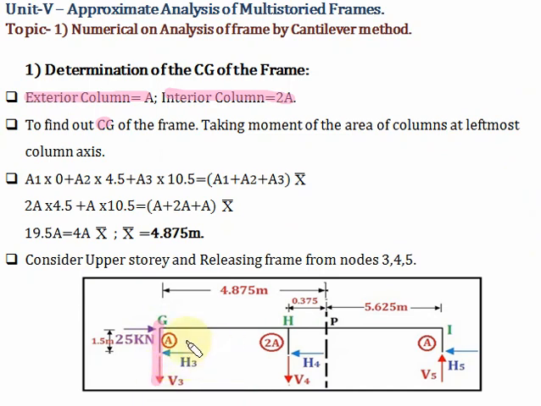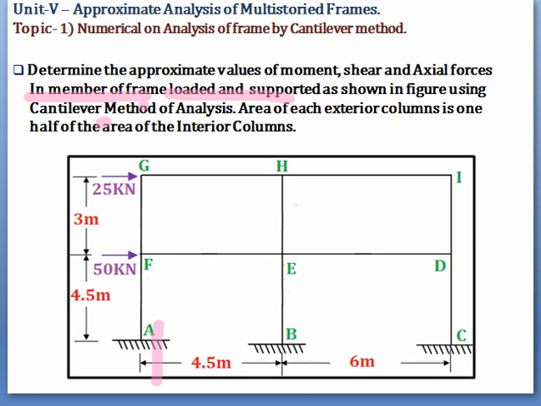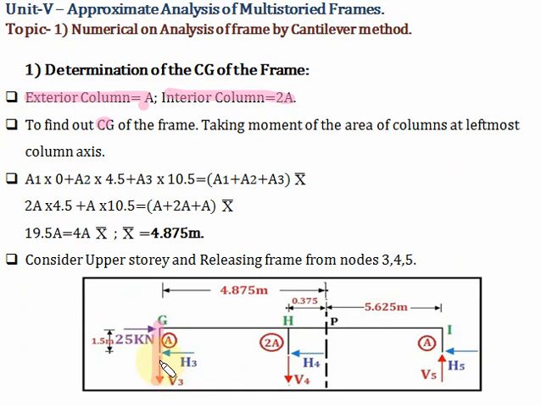If you observe this figure, what is the area of the exterior column? It is A. So the area of columns GF and ID is A, whereas the interior column area is twice A. This is important here. Now we are taking moment at which column? The leftmost column, that is the starting column. At this column we are taking the moment.